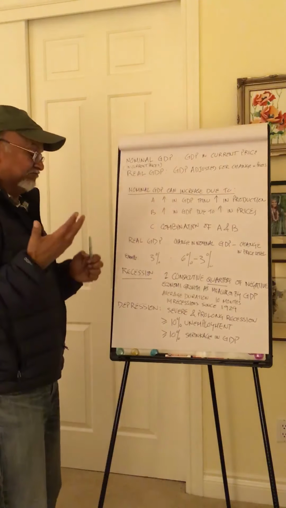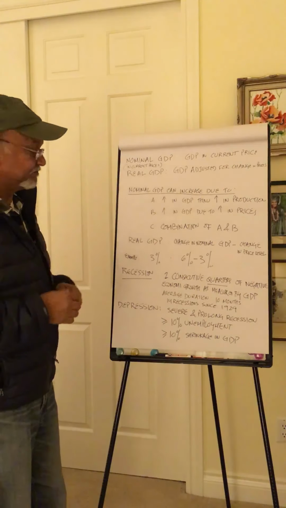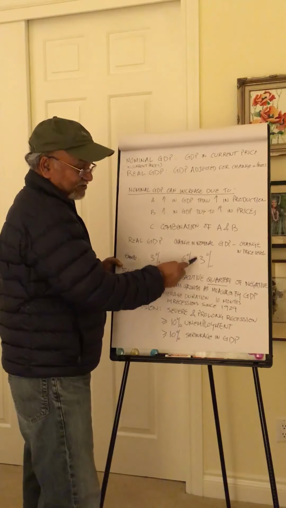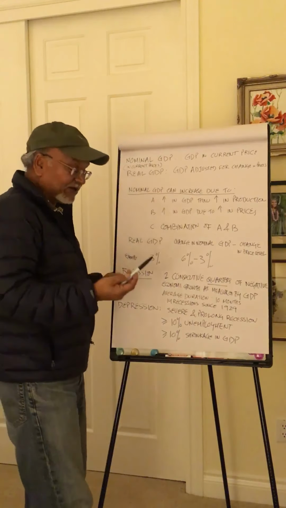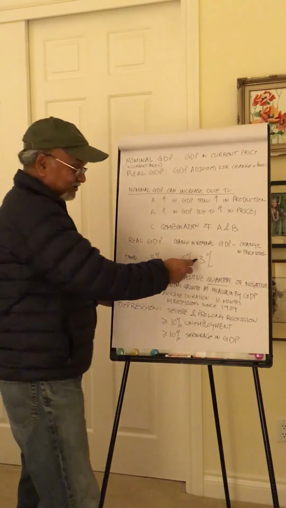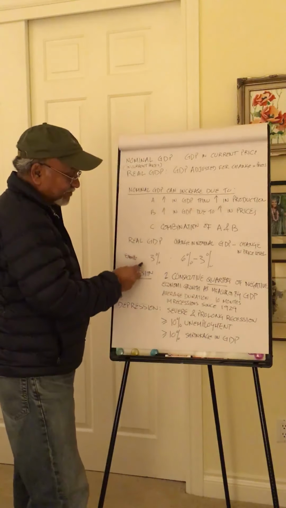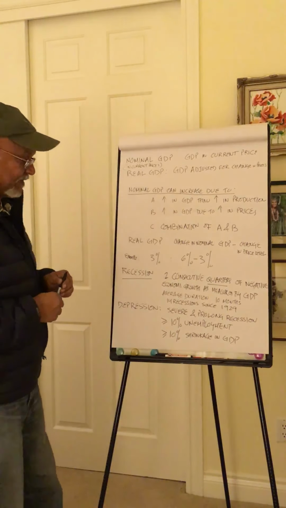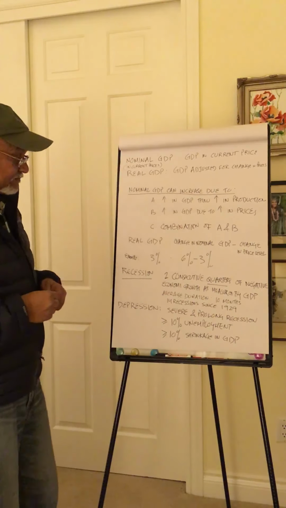So let's say in 2010, nominal GDP went up by 6%, GDP in current prices. But during that time frame, price level on average went up 3%. So that means our real GDP has gone up only 3%. So keep that in mind.